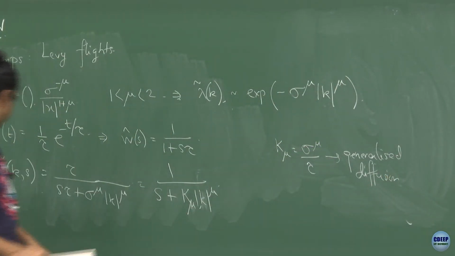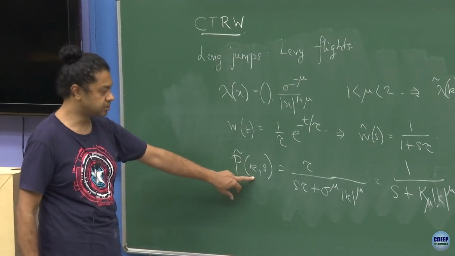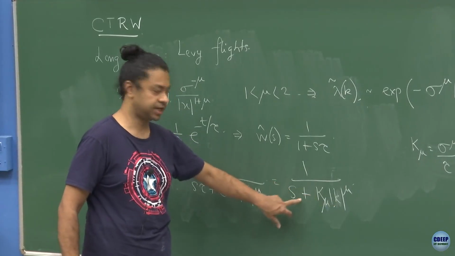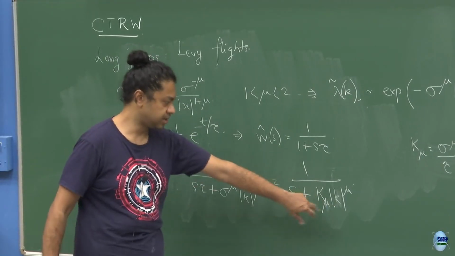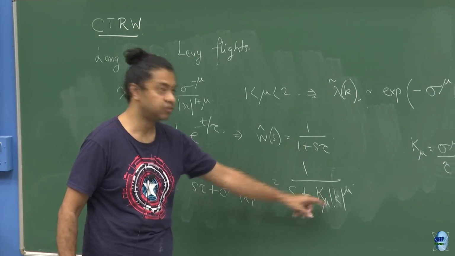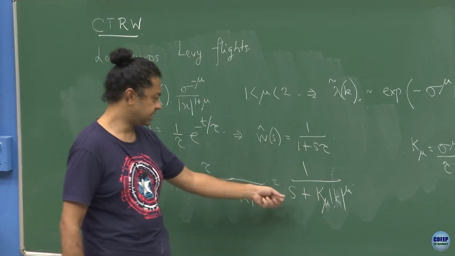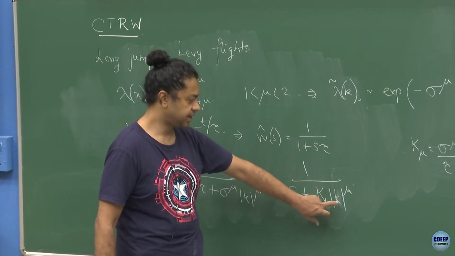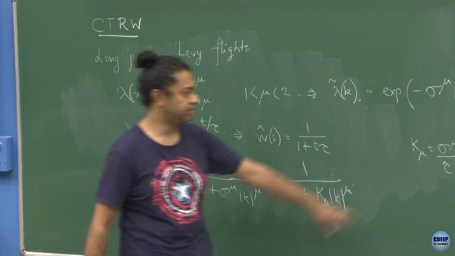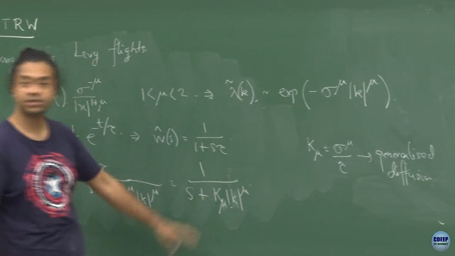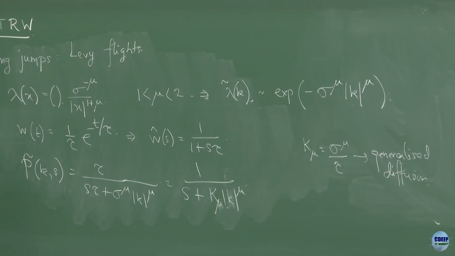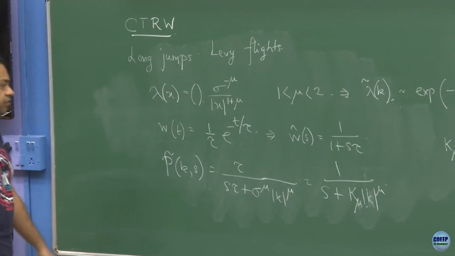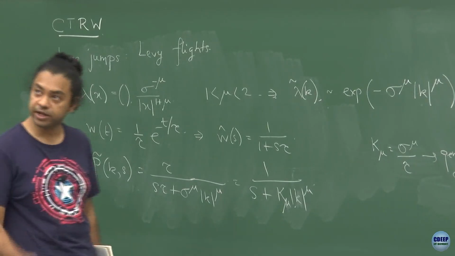So, if you remember when we were working it out for Brownian transport, what we got here was 1 by S plus d k square, and therefore the coefficient of that k square term was our diffusion coefficient. In this case, you get something like S plus some constant k times k to the power of mu, where this constant has this sort of a form, and it's generally called a generalized diffusion coefficient. Anyway, again you can invert this to find out what is p of x comma t.